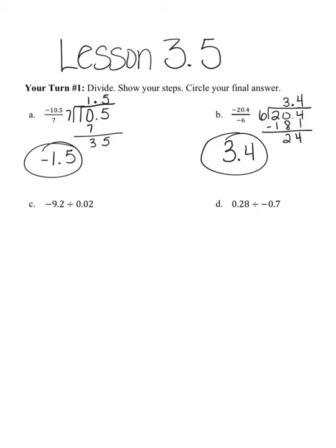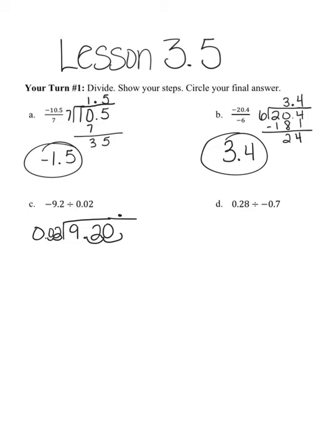Now in part C here, we see that we have not only a decimal in our divisor, but also in our dividend. So we are going to have to move our decimal point. So I'm going to move my decimal point in my divisor 2 places to the right. So I need to do the same thing with 9.2. I'm going to add a 0 after the 2, and then I can move my decimal point 2 places over, and then I can move it straight up.